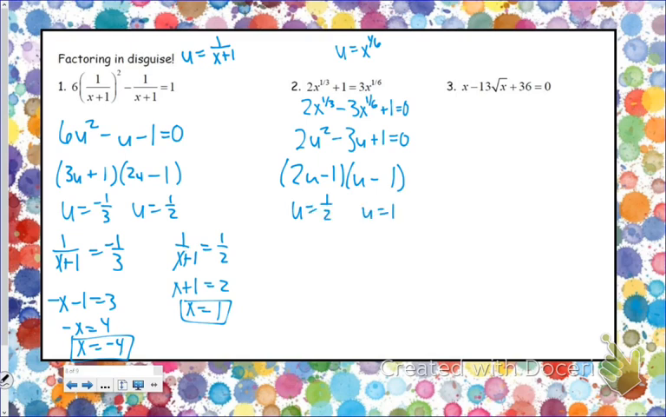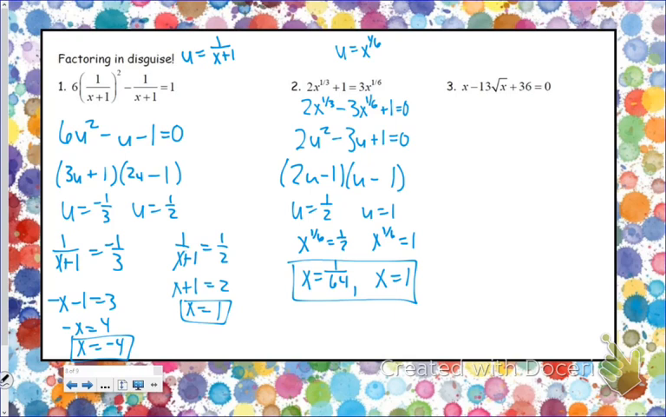But again, I'm not solving for u, I'm solving for x. I'm going to plug this back in. So x to the 1/6 equals 1/2 and x to the 1/6 equals 1. To get x by itself, I would raise both sides to the 6th power. So this is 1/2 to the 6th power, which is 1 over 64. This is 1 to the 6th power, which is just 1.